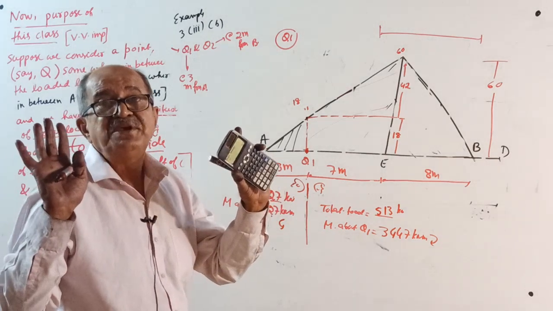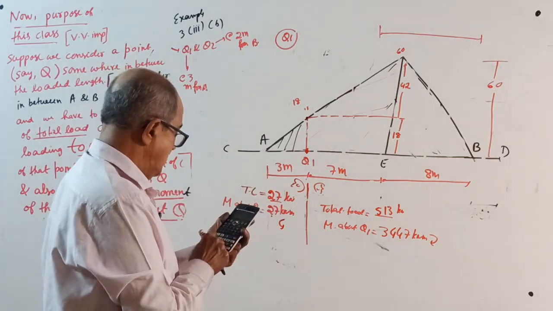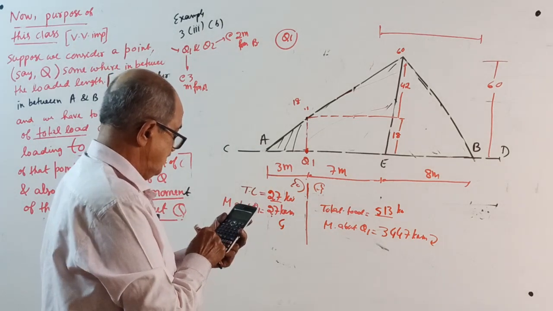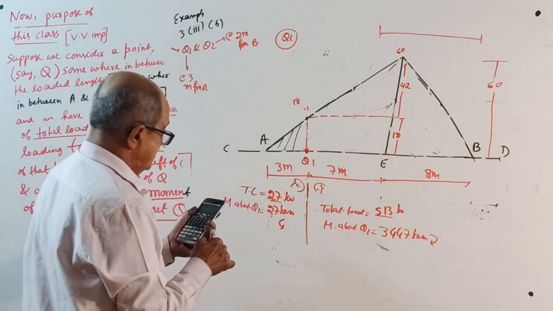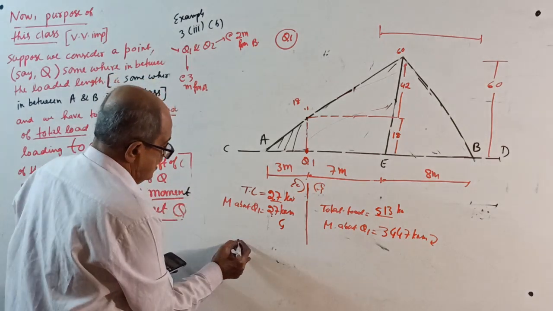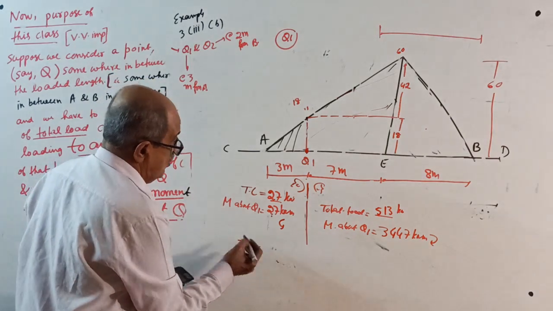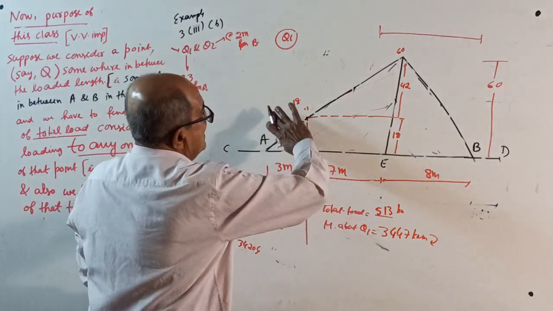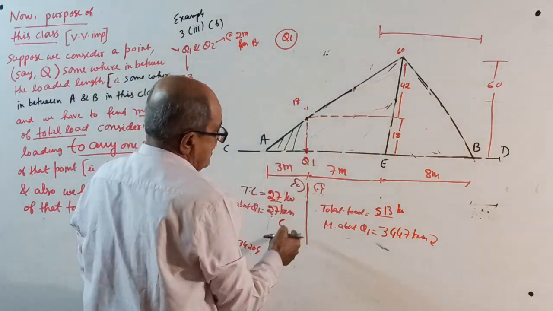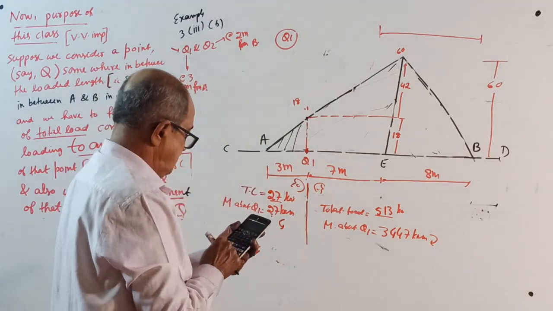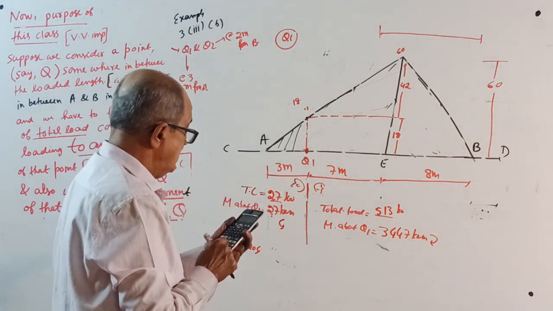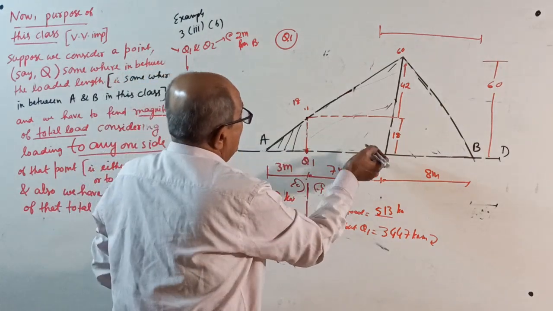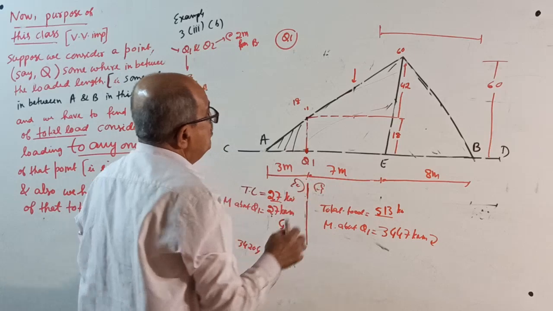You don't bother about it, I am checking it now. If I combine those two, I will get 27 minus 3447. It will come 3420 anti-clockwise. How to check it? For the entire load, 3447 minus 27 is 3420, correct?